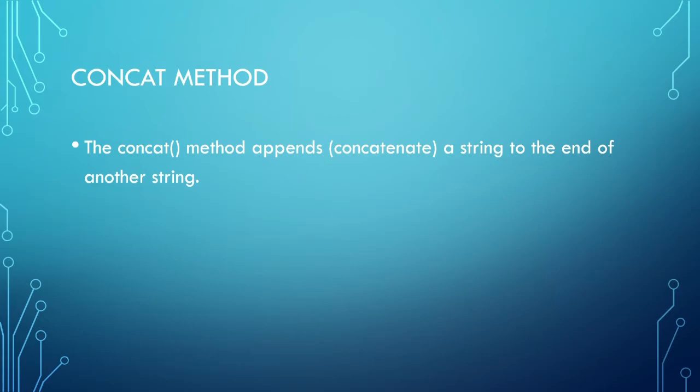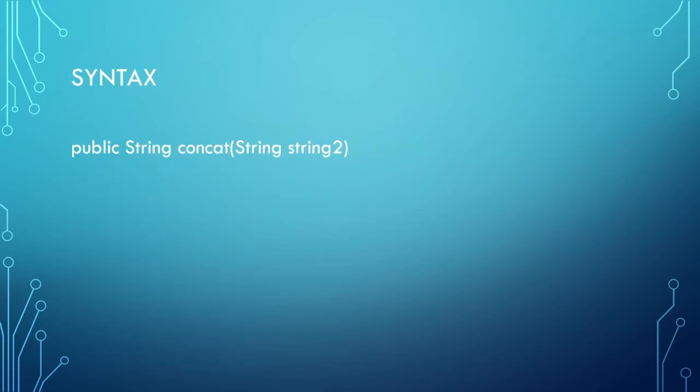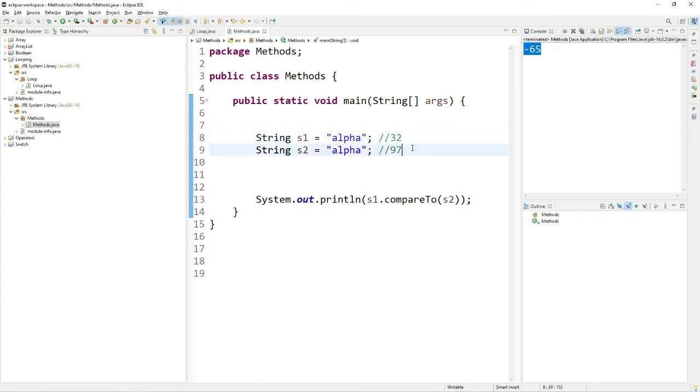Okay? So how is the code for that? First is our syntax. We have public String, then concat, and then another String. The parameter can be named string 2. So let's say, or let's change the values, let's say we have the names Ellie and Buendia.